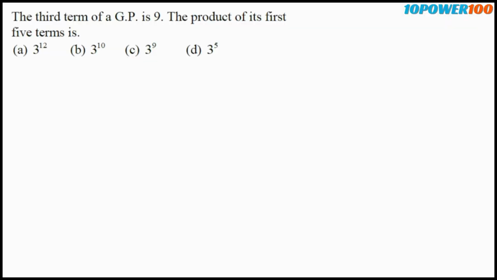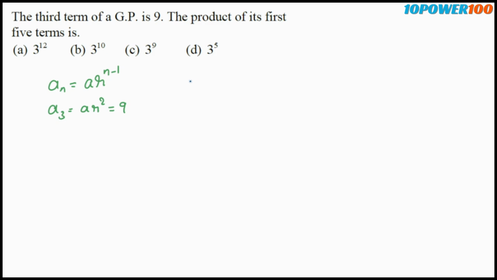Next question: the third term of a GP is 9. The product of its first 5 terms is, okay. So here the third term they have given. I'll write the formula: a_n is equal to a into r power n minus 1. Now a3 they have given. a3 is equal to a into r power 2, since 3 minus 1 is 2. So that value is also given. It is 9. Okay, so now the second condition is the product of its first 5 terms.